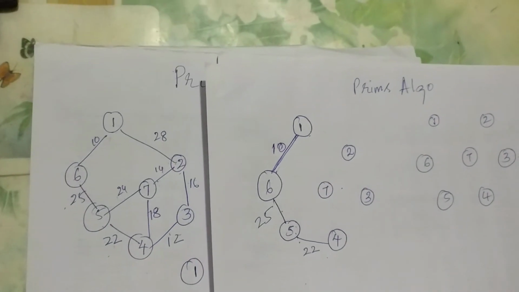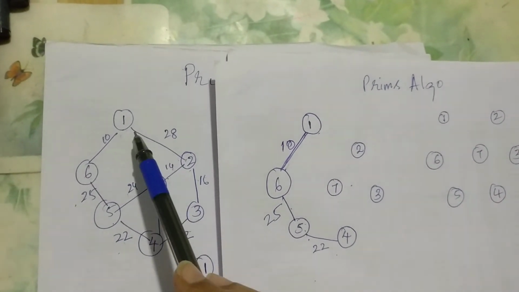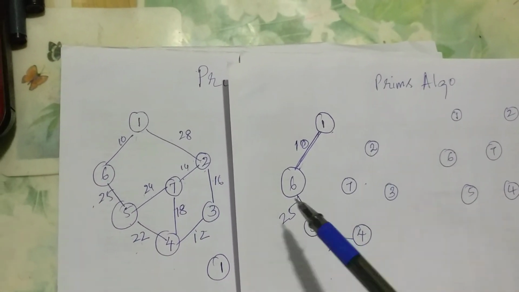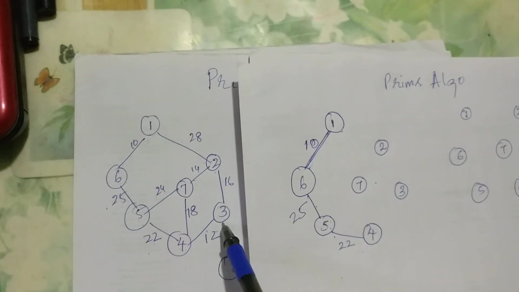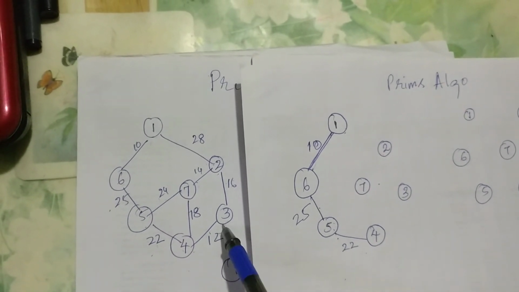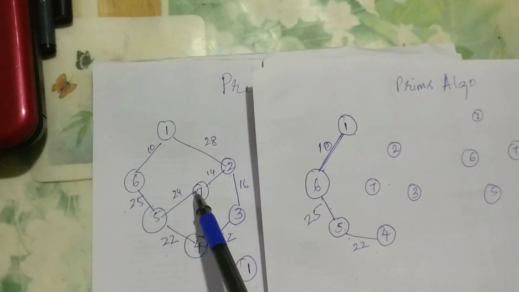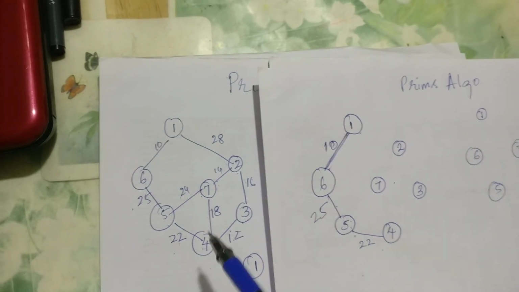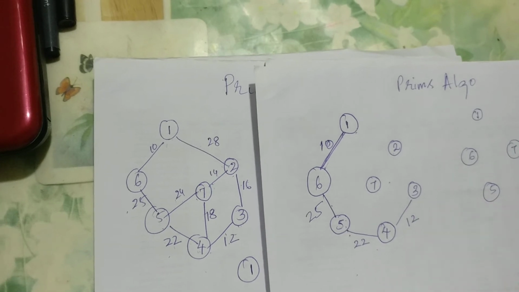Next, the possibilities are 28, 24, 18 and 12. Out of 12, 18, 24 and 28, 12 happens to be the smallest. So I will choose 12 as the next edge.